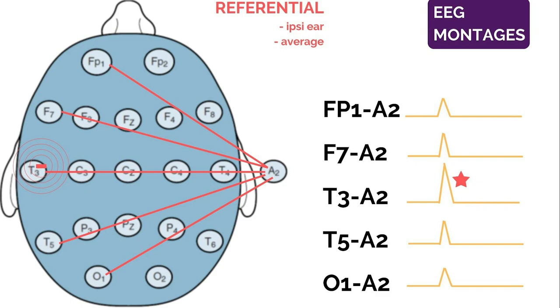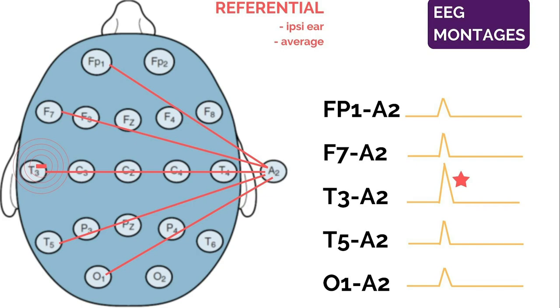F7 compared to A2 is the same idea. F7 is more negative than A2 because it's closer to T3. Therefore, F7 minus A2 will also have a negative activity, therefore an upgoing wave. Same thing with T3, T5, O1. But now, if you look at the waveforms on the right-hand side, you'll see that the tallest wave is at T3A2. So that's different from bipolar, and that's a very good, important point that you need to remember.